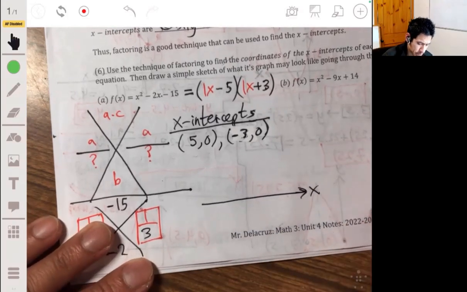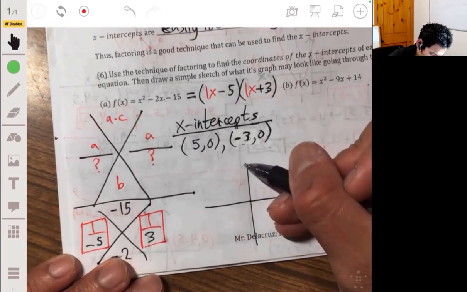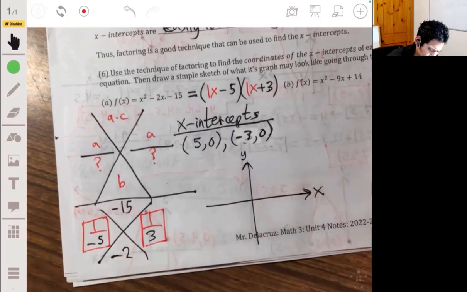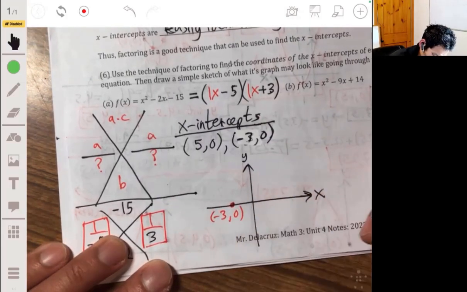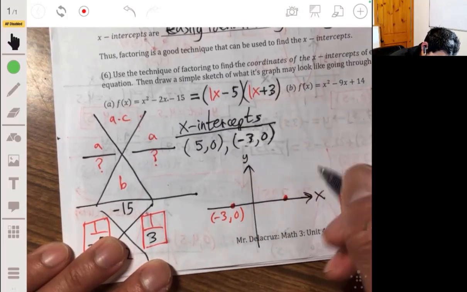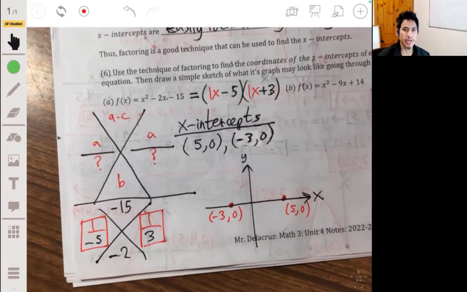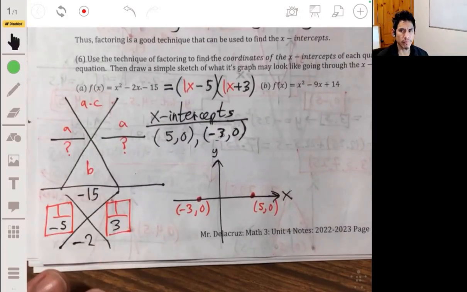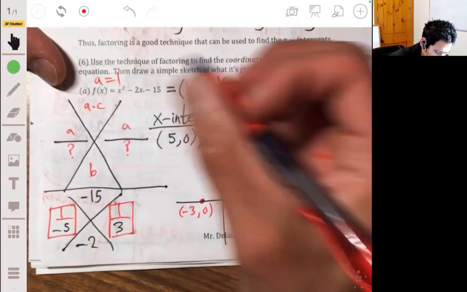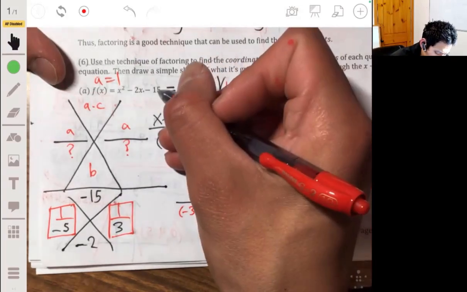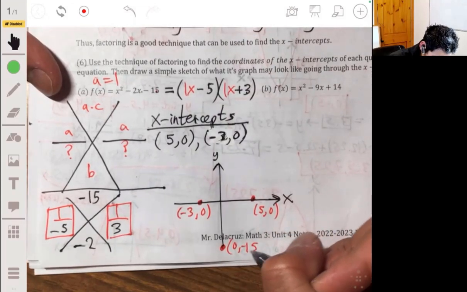The x-axis, the y-axis, negative 3, 0 over here, and 5, 0 over here. Now let's think. Is this going to open up or down? Well, it's obviously going to open up because A is positive. A is 1. So it's going to open up. Also, we know the y-intercept is negative 15. So we know it's going to go through the point 0, negative 15.